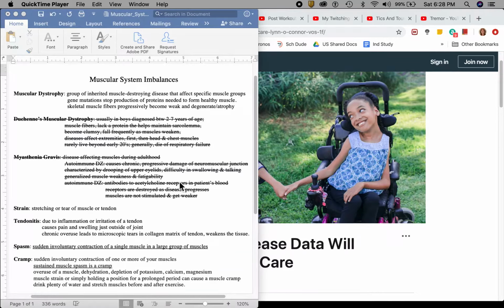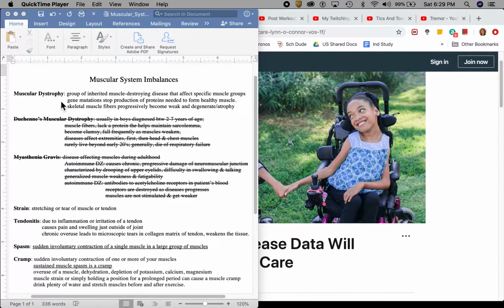Today we're going to be discussing some imbalances that occur in the muscular system. We're not going to discuss a whole lot of them. As you can see here for this year, I've crossed out a few. We're just going to learn the basics of muscular dystrophy and then some others that you may encounter sometime in the future. So the first disease is called muscular dystrophy.